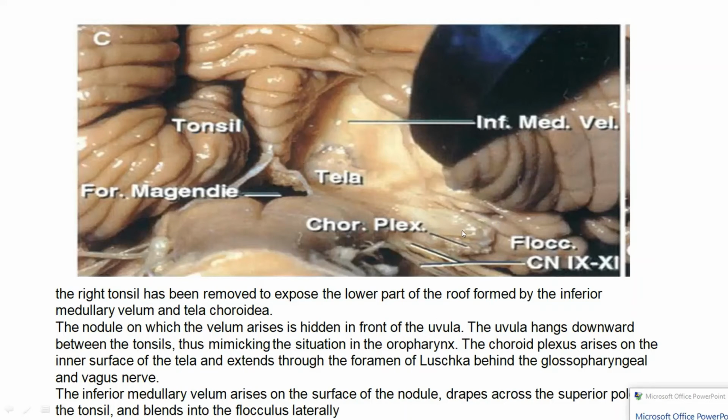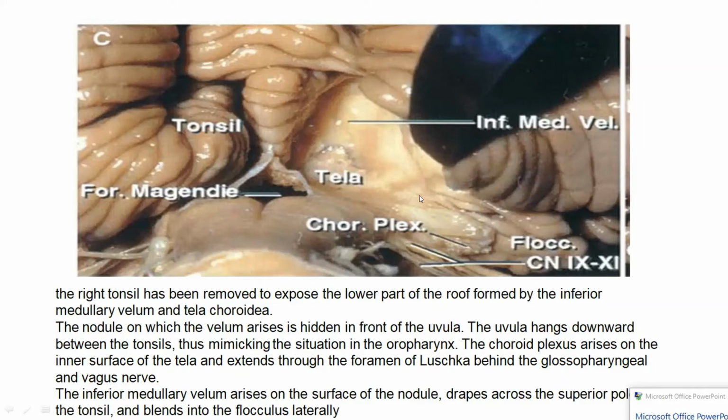The choroid plexus that we could see here is arising on the inner surface of the tela choroidea, and it extends through the lateral extension of the cavity of the fourth ventricle, that is through the foramen of Luschka into the lateral recesses. And this is behind the glossopharyngeal nerve. Here we could also see these cranial nerves, 9th till 11th.